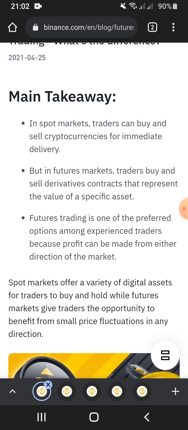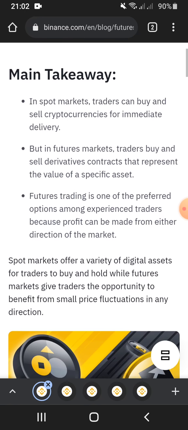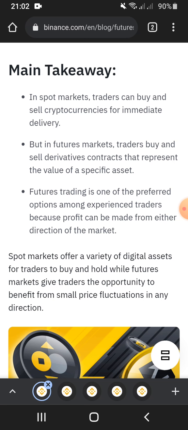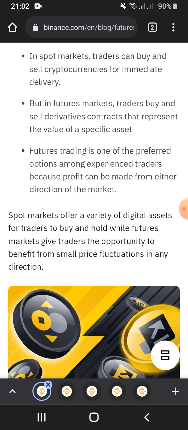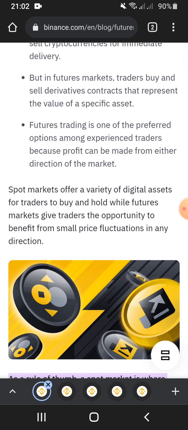But in the futures markets, traders buy and sell derivatives or futures contracts that represent the value of a specific asset. So futures trading is one of the most preferred options among experienced traders, because profit can be made from either direction of the market. So this gives you the opportunity to make money from either direction of the market, and gives you more earning potential as a crypto trader.